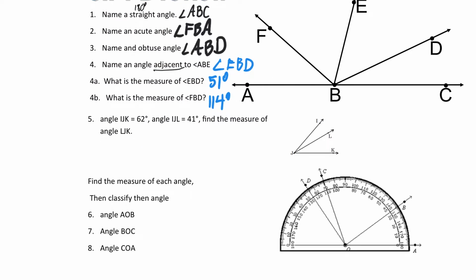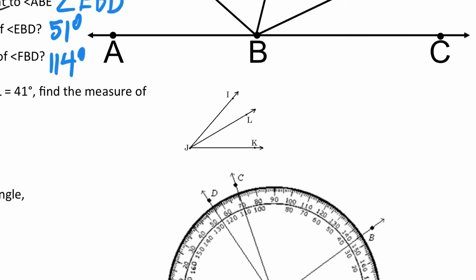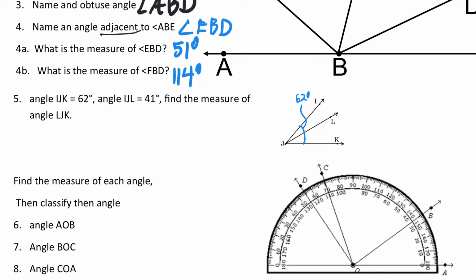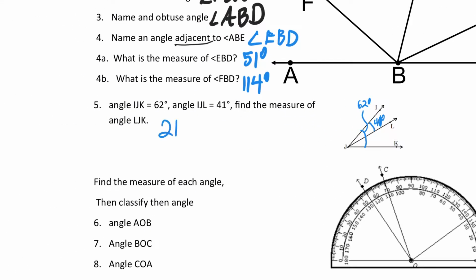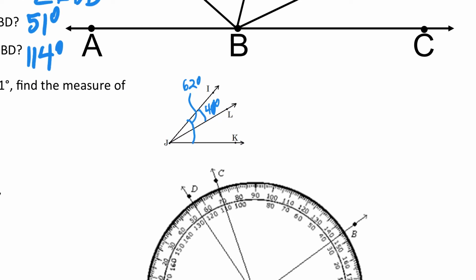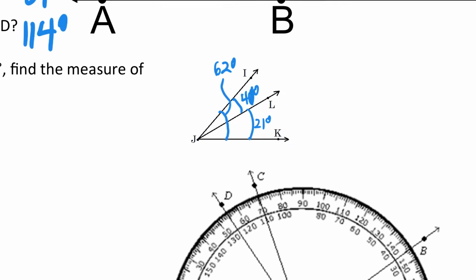Okay, if angle IJK, this whole thing, is 62, and IJL, this one right here, is 41, how big is angle LJK? 21. Okay, right. Because the 41 and 21 together add up to that total of 62.